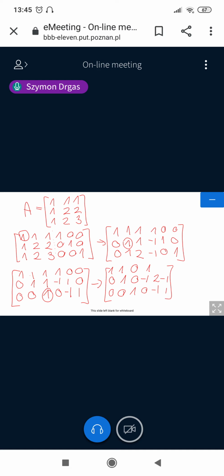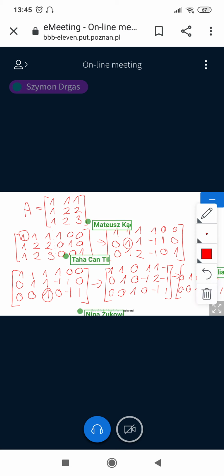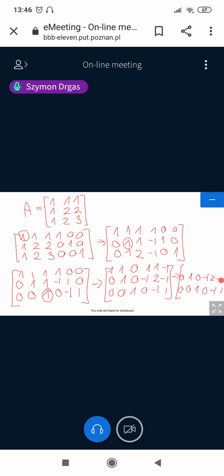Then we have 1 plus 1 and negative 1. And the last thing we need to do is to subtract the second row from the first row. So 0, 0, 1, 0, negative 1, 1. Then we have 0, 1, 0.